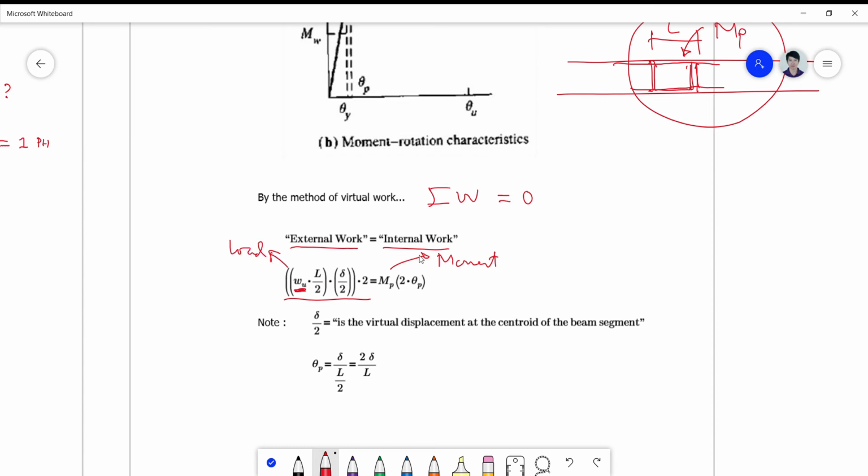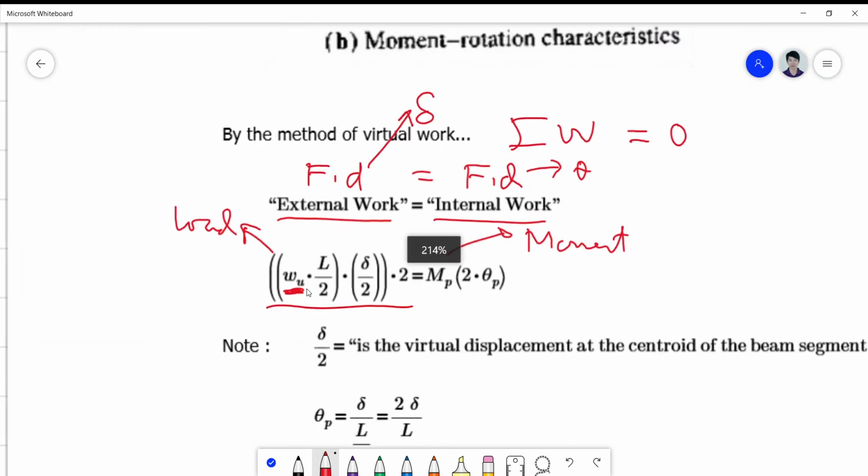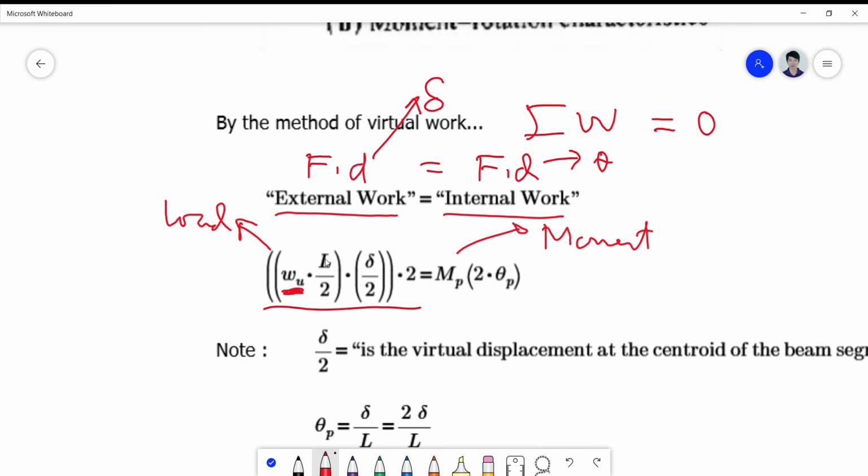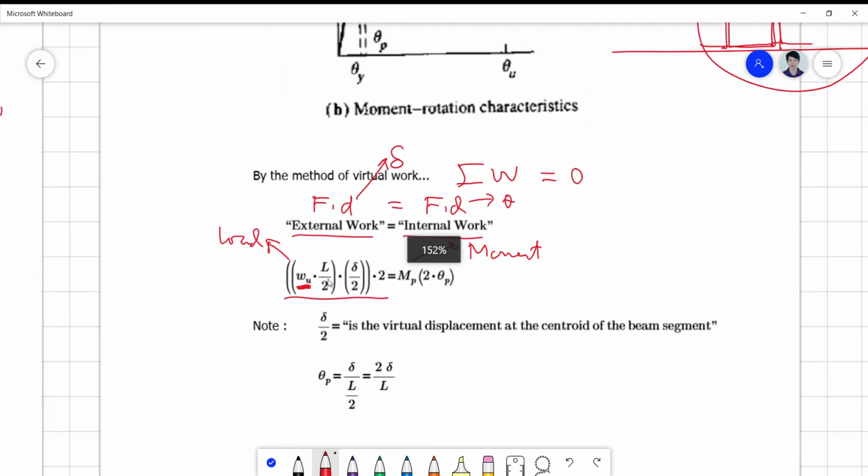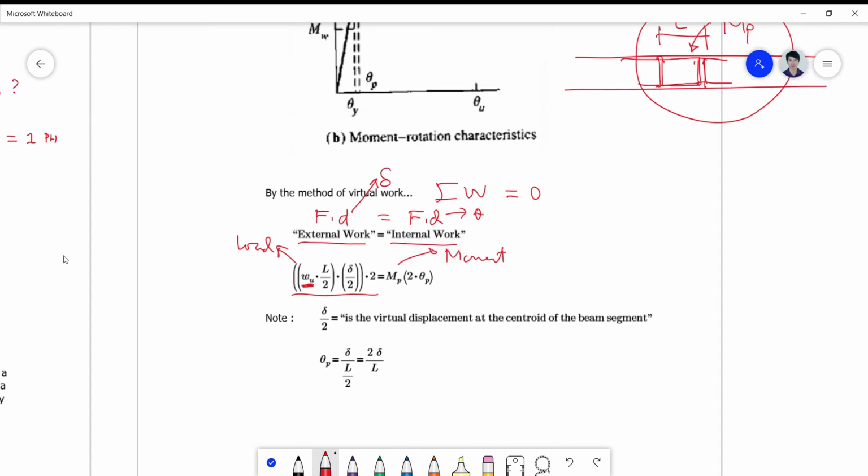So these are generalized forces. Work is simply force times distance. But this is an external load, and this is an internal load. So when we talk of distance, in terms of moment, this is rotation, theta, and this is simply deflection, delta. So where's your force? Your force is simply your weight, Wu times L over 2. So why is it L over 2? Because I subdivided the fact that I have two segments.